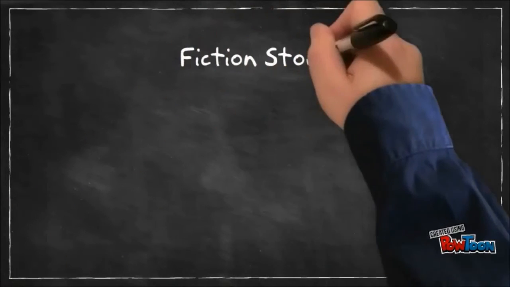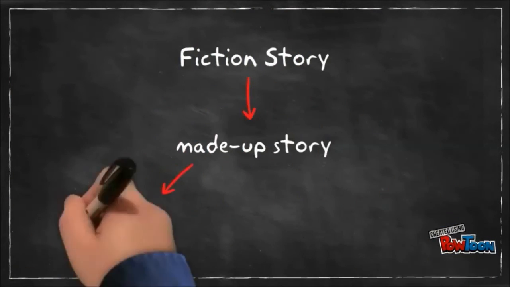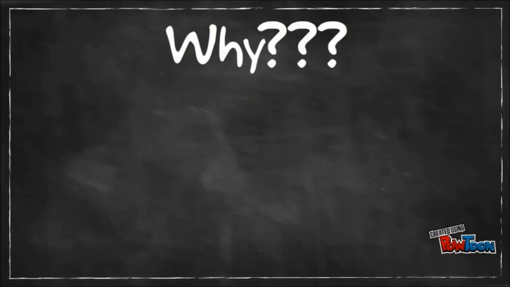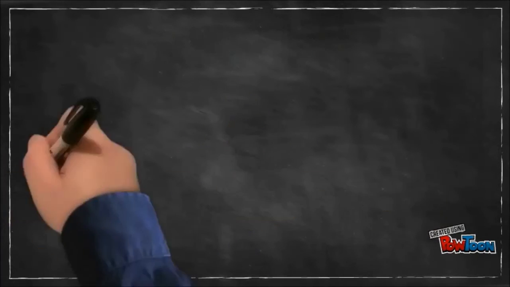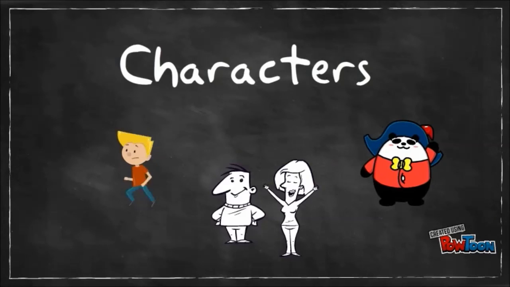After reading a fiction story, remember, a fiction story is a made-up story. We must identify the characters, setting, and key details. Why? Well, because identifying these parts of a story helps us to better understand what is happening. The characters are who the story is about. That can be one person, a few people, or even an animal.